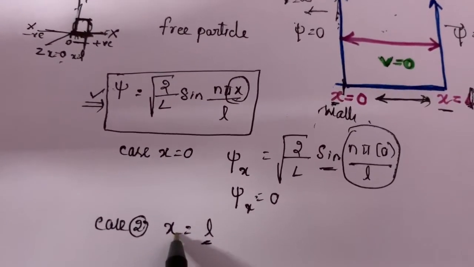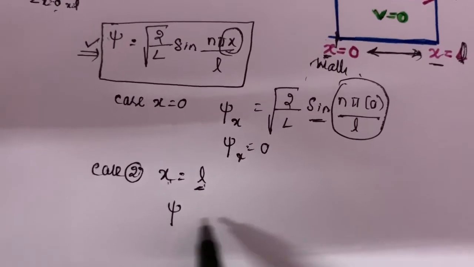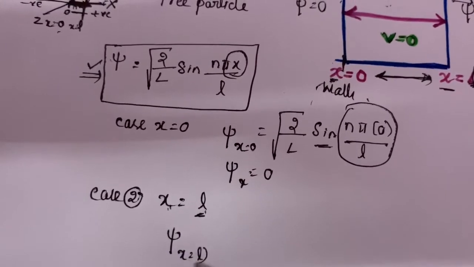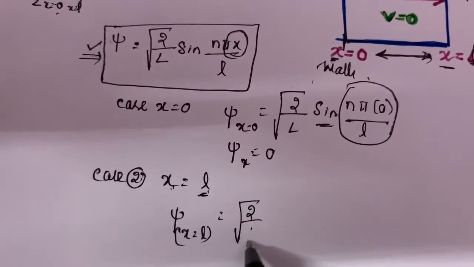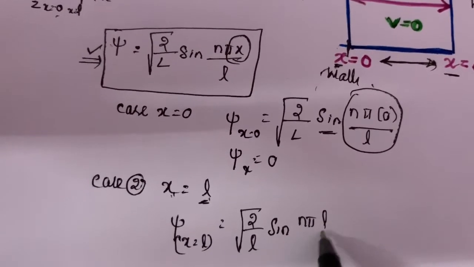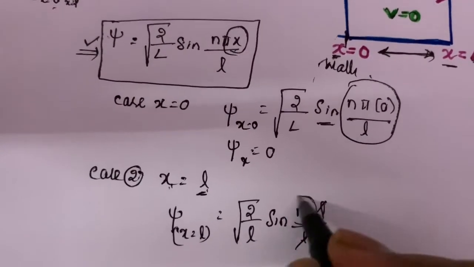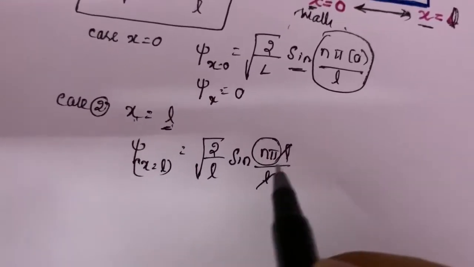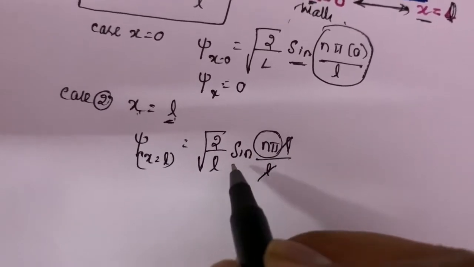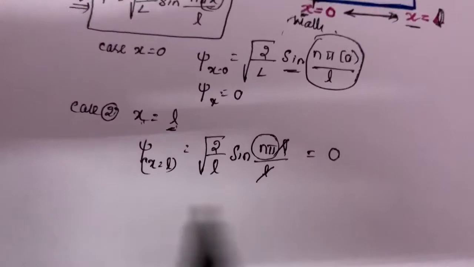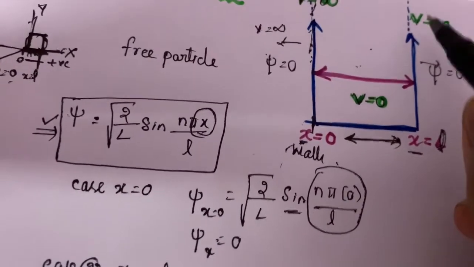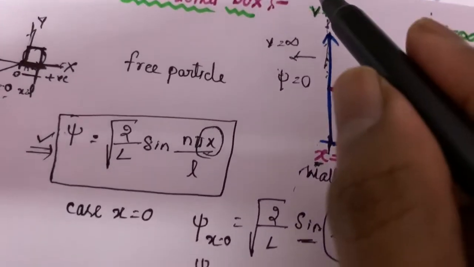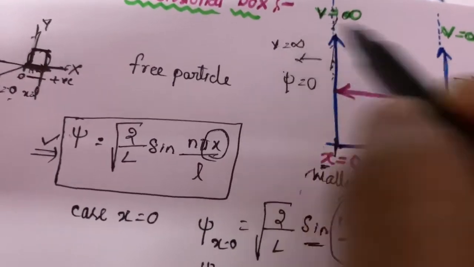So here, substituting x as 0 and here I am going to substitute x as L. So the root 2 upon L sine n pi L upon L, the L will get cancelled, and the sine of n pi, the multiple terms of n pi like 1 pi, 2 pi, 3 pi, will become 0 again. Sine 0 becomes 0 and the entire term becomes 0. That indicates here also, along with the walls, there is no particle existing. So the probability of finding the particle along with the walls will always be 0.